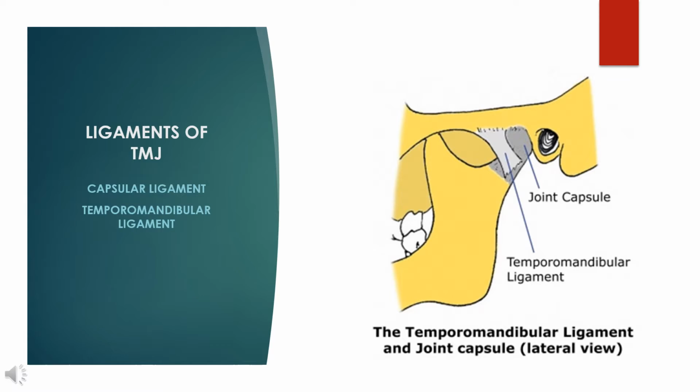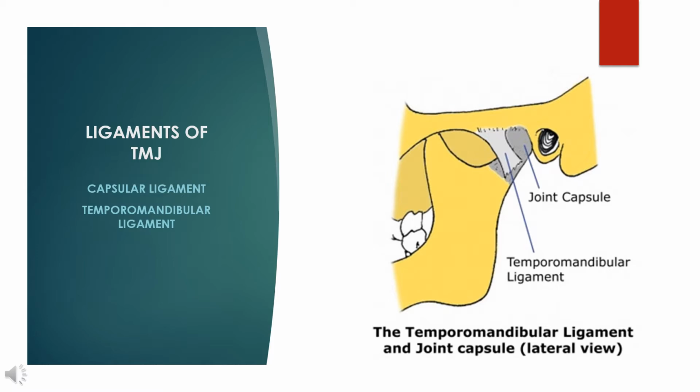Capsular ligament, or articular capsule, is a fibrous sac that encloses the joint cavity. It is attached to the articular margins of the temporal bone superiorly and to the neck of the condyle inferiorly. An articular disc intervenes between the two articular surfaces and is attached peripherally to the inner surface of the capsule. The capsule is thin and loose between the temporal bone and the articular disc, but between the disc and the mandible it is thicker and stronger. It is lined by the synovial membrane. Anteriorly, the tendon of the lateral pterygoid muscle is inserted into it.